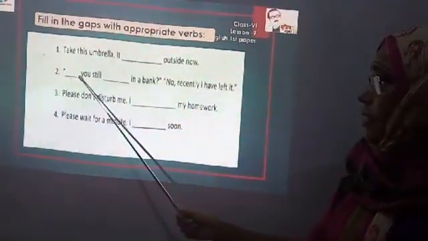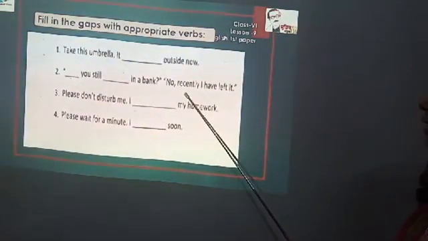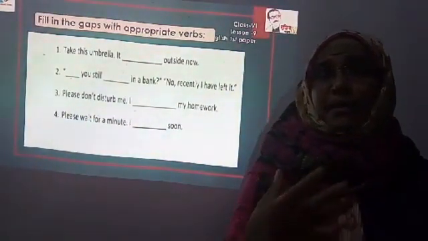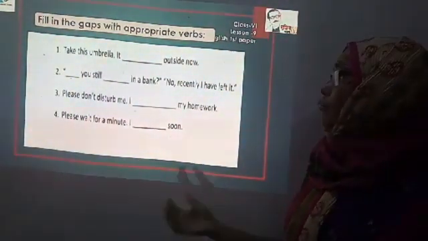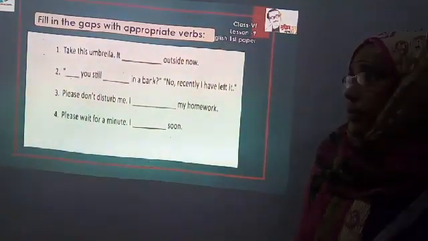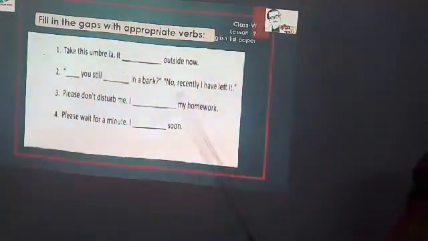Do you still work in a bank? No, recently I have left it. The question that maybe I'm asking you: are you working? Are you still working in a bank? Are you still, that means present situation, present continuous tense. Are you still working in a bank?